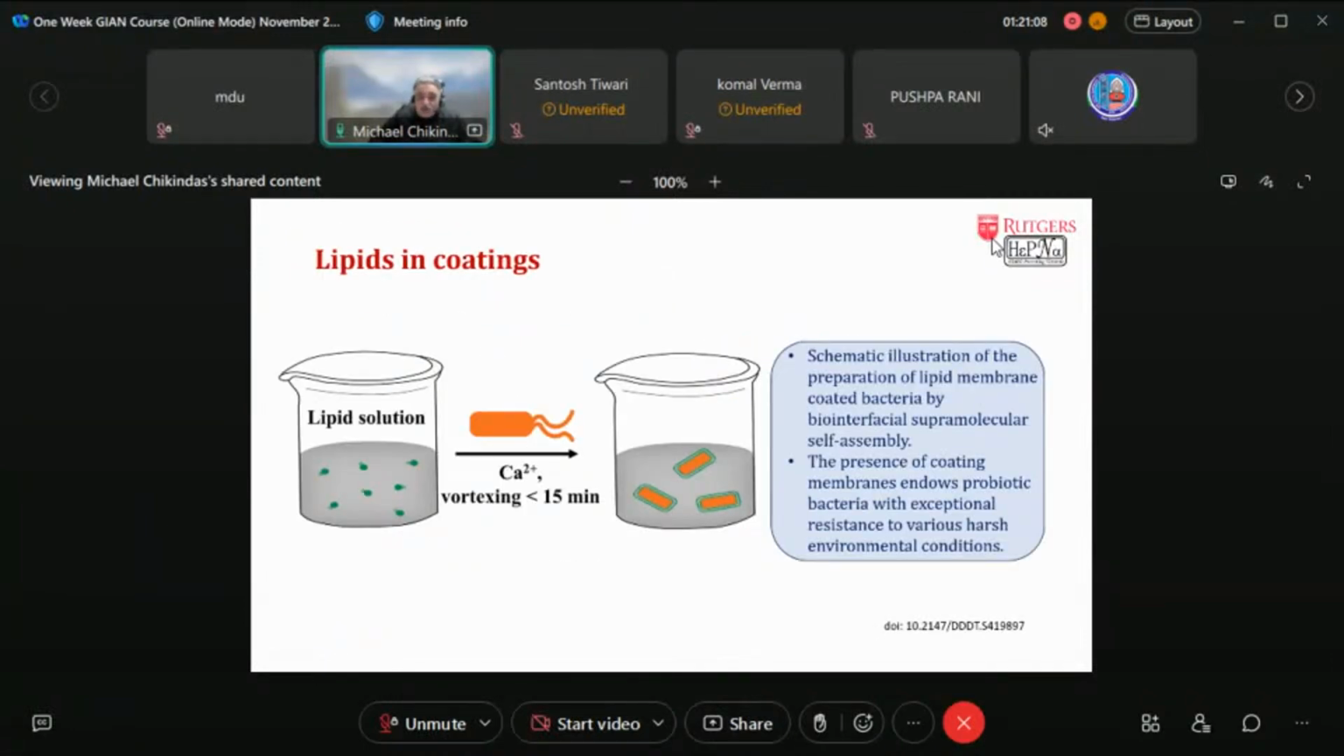We didn't mention lipids here, but lipids can be used and are used in a variety of coatings. And this is a very simplified scheme of the preparation of lipid membrane coated microorganisms by interfacial supramolecular self-assembly. Lipid solution, calcium, microorganism, vortex, and basically you have the coating membrane on the surface of the microbial cell. Very simple, very straightforward method.